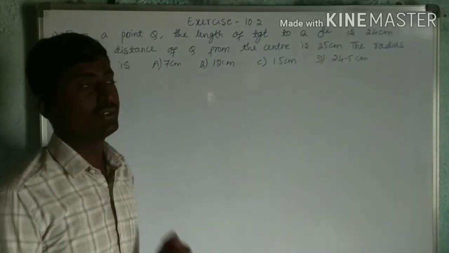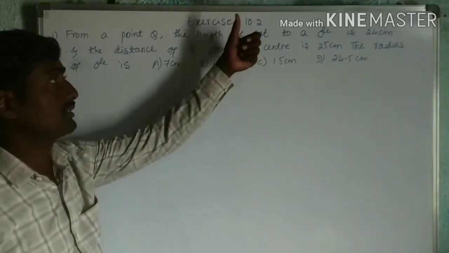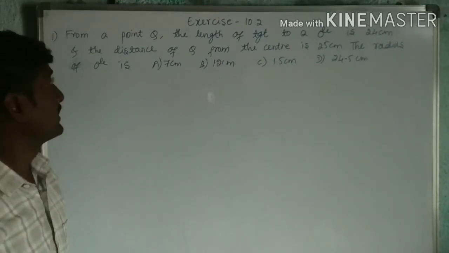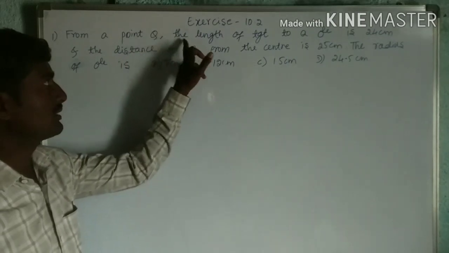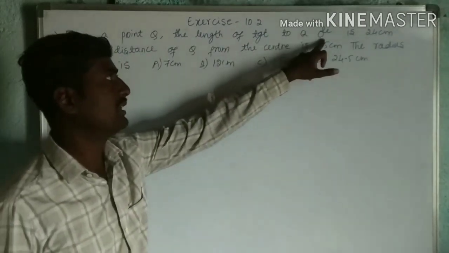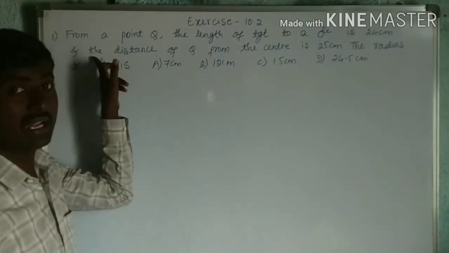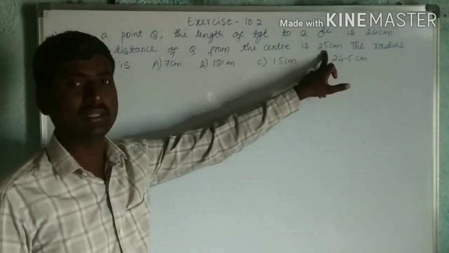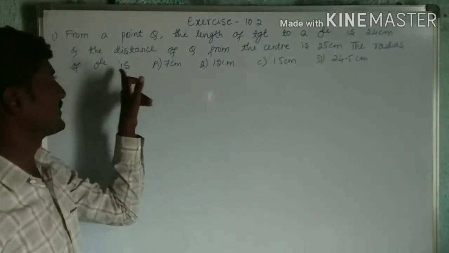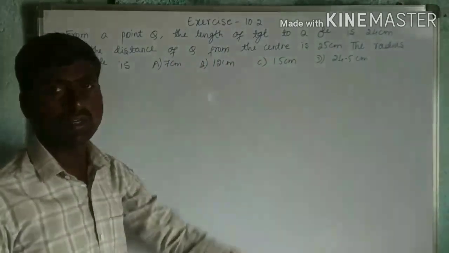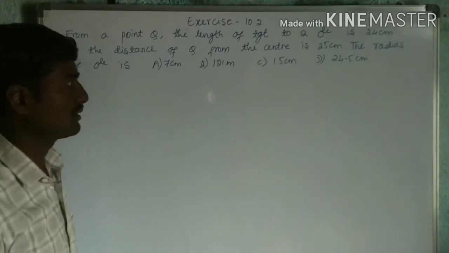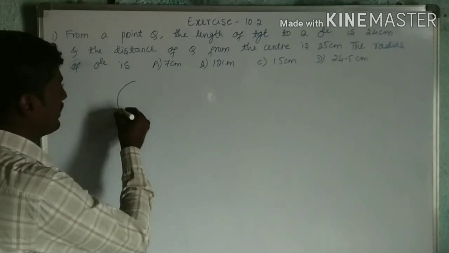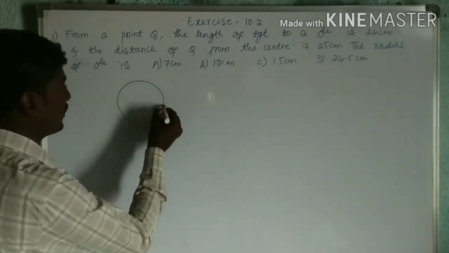Hi dear students, now we shall start the second exercise in the chapter Circles. The first question is: from a point Q, the length of the tangent to a circle is 24 centimeters and the distance of Q from the center is 25 centimeters. The radius of the circle is, these are the given options, we have to choose the correct answer among these four options. Okay, see here. Let us take a circle with center as O.